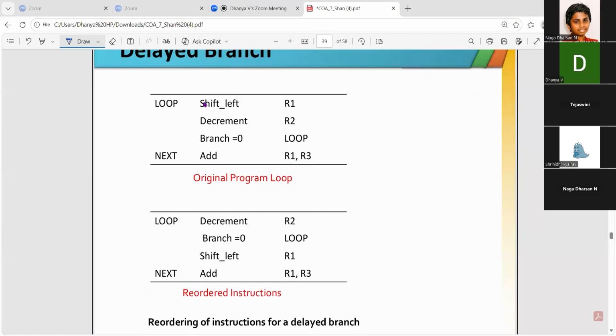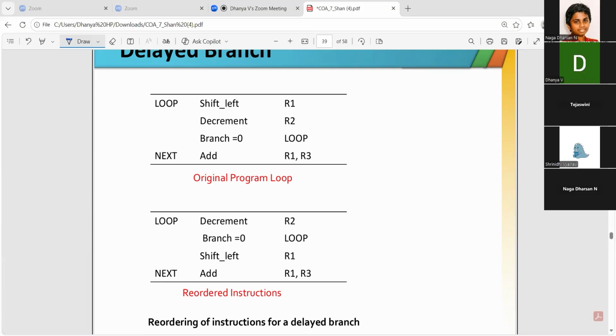our original sequence is: shift left R1, decrement R2, and then branch. If branch is 0, then loop. So it's telling you to decrement R2, and if R2 becomes 0, then you go back to the loop. If it is not, then you go on to the next statement. Right? So this is what it tells.